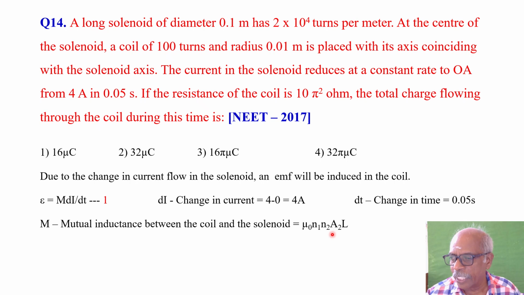Because the induced EMF will be produced only on the change in magnetic flux through the area of the coil. So A2, area of the coil only, will come here. Area of the solenoid has nothing to do with it. Similarly, L is the length of the coil. So you can substitute this value.